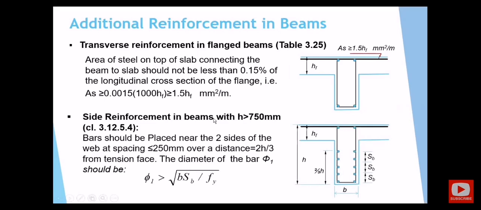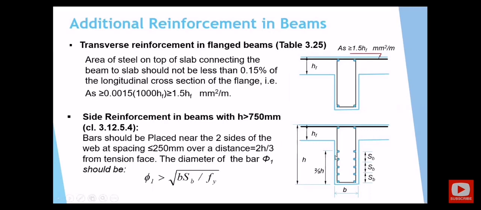Also, side reinforcement in the beams. If you have a beam here with h greater than 750 millimeters, the code requires putting something called side bars. These are side bars. It's not allowing to have only top reinforcement and bottom reinforcement. We should have some side bars here. This is only in case h is greater than 750 millimeters. In case h is less than 750 millimeters, it is not required to put these side bars. But if it is greater, you should put side bars.